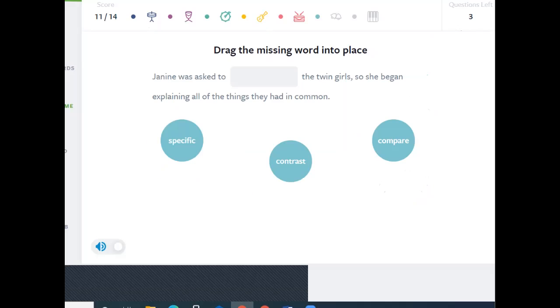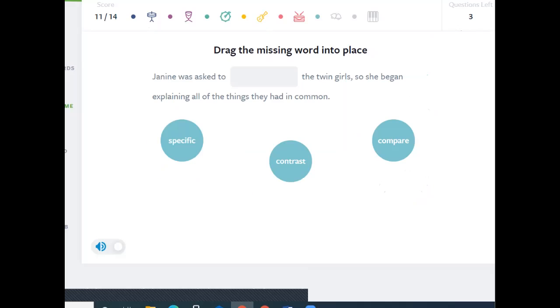Woohoo! We're getting up there. Drag the missing word into place. Janine was asked to blank the twin girls, so she began explaining all of the things they had in common. So we have to choose between specific, contrast, or compare. If they have things in common, that's the same, so which one?